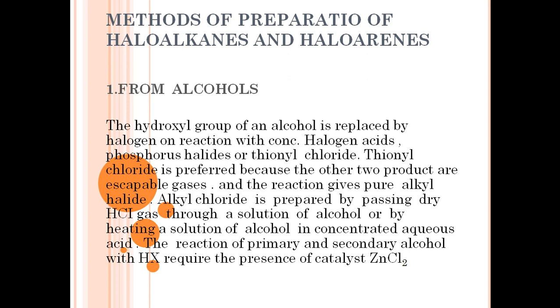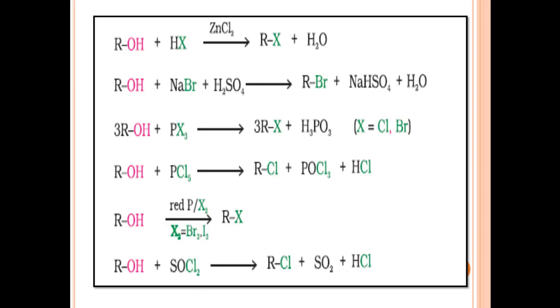Alkyl halide is prepared by passing dry HCl gas through a solution of alcohol, or by heating a solution of alcohol in concentrated aqueous acid. The reaction of primary and secondary alcohol with HX requires the presence of a catalyst, that is ZnCl2 or zinc chloride. For the preparation of haloalkanes, we are using alkyl alcohols, or we can say these are the primary alcohols.